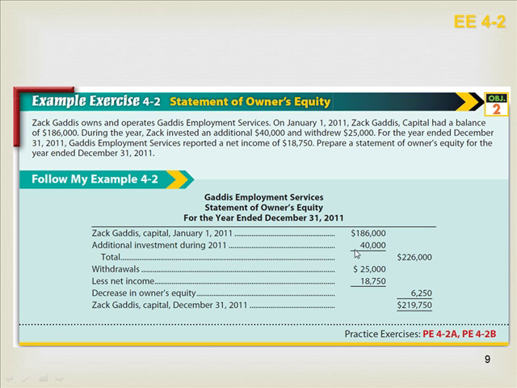He had additional investments of $40,000. We're going to net these two totals together for a total of $226,000. He had less withdrawals of $25,000, less net income $18,750. So he had a decrease in owner's equity of $6,250.